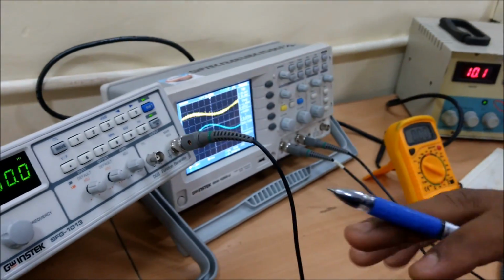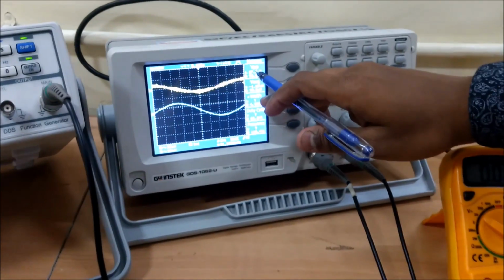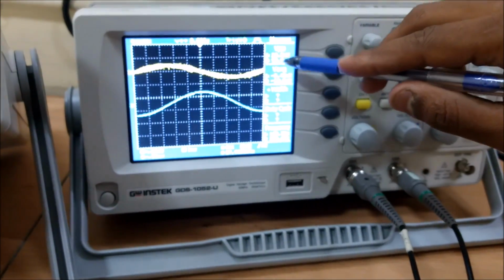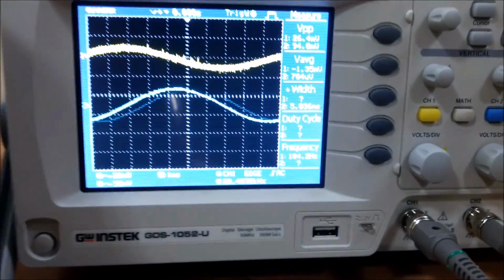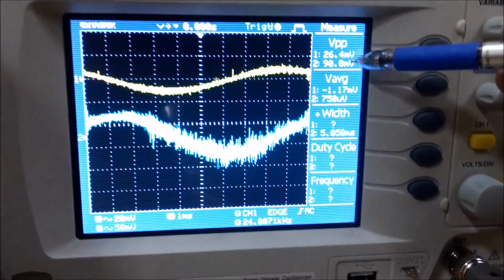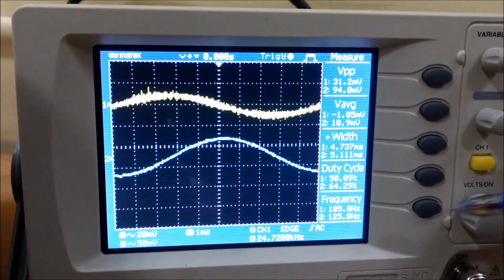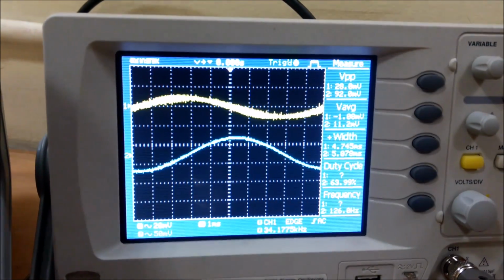Let's measure with the oscilloscope. That's my Vin, the external input channel. It's around 24 to 28 millivolts, and my output is 90 millivolts. The frequency is around 100 hertz. Right.